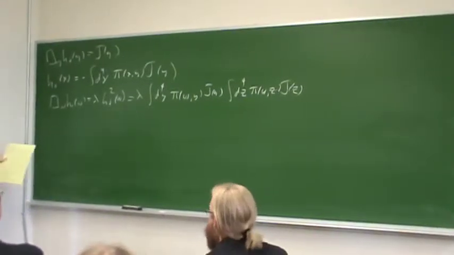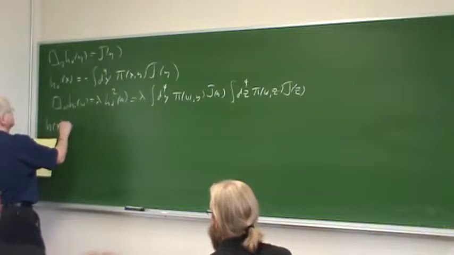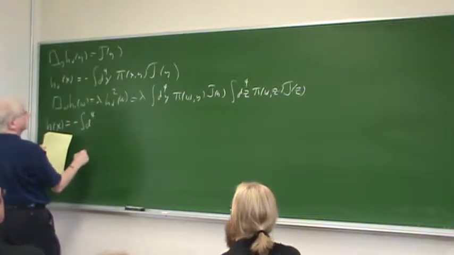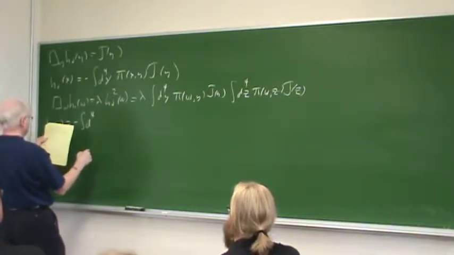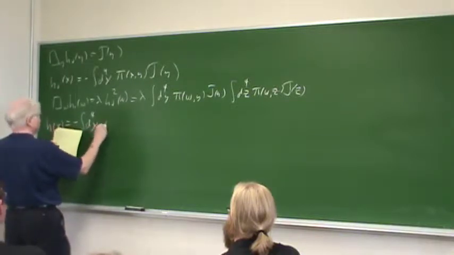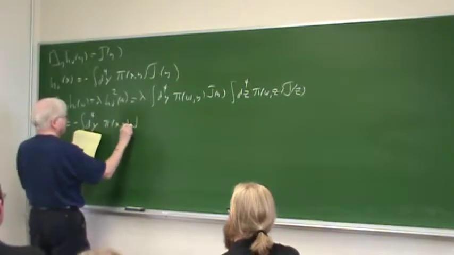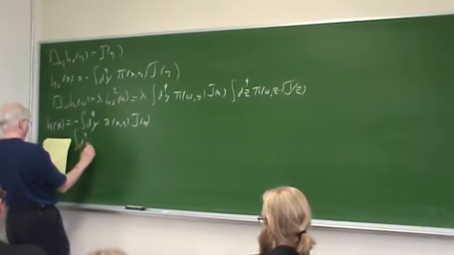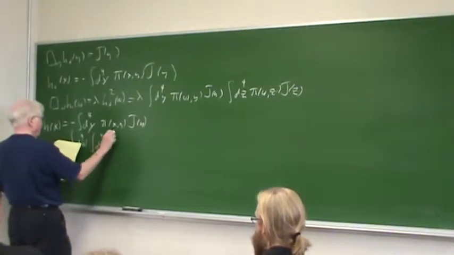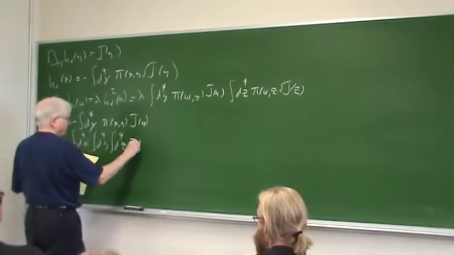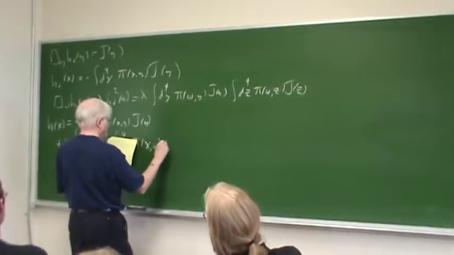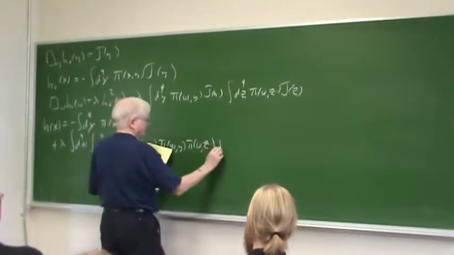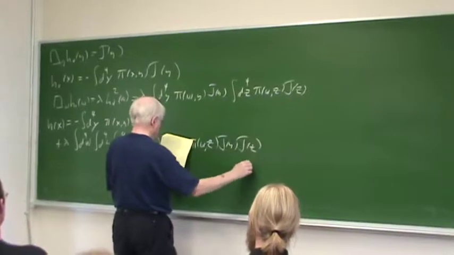And so altogether then we would say that h of x is this term, h0, which is minus integral d⁴y π(x, y) j(y), plus lambda integral d⁴w d⁴y d⁴z π(x, w) π(w, y) π(w, z) j(y) j(z), plus higher terms.